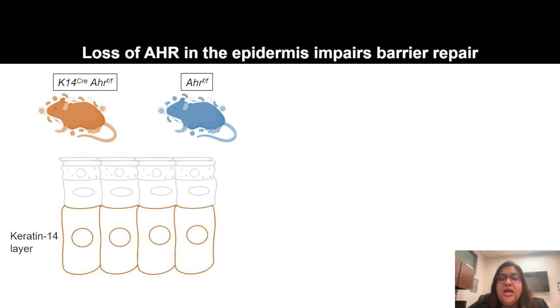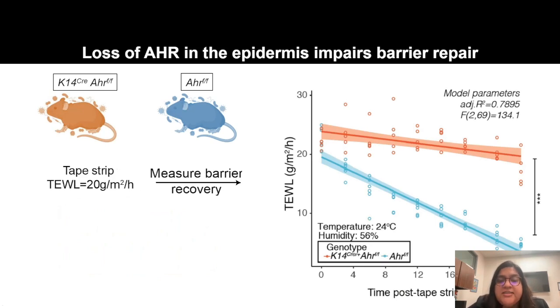So we took a keratin 14 Cre mouse in which the Cre promoter is under the control of a keratin 14 promoter, and then basically knocked out this gene specifically in the skin of these mice. And what I found was that loss of AHR, specifically in the skin, did affect barrier recovery kinetics. So shown here in red are mice which do not have a functional AHR in the skin. And you can see that over time, their barrier never really repairs.